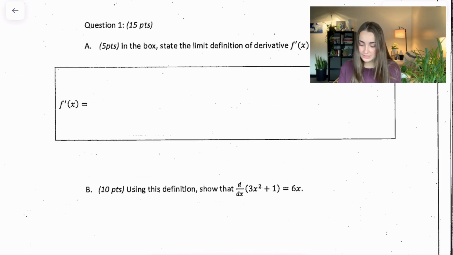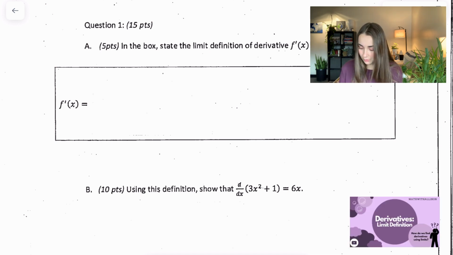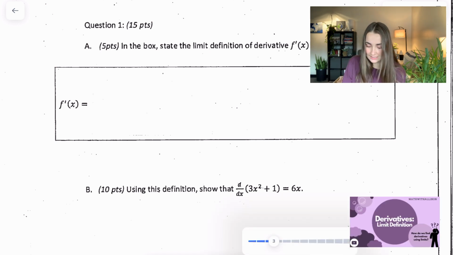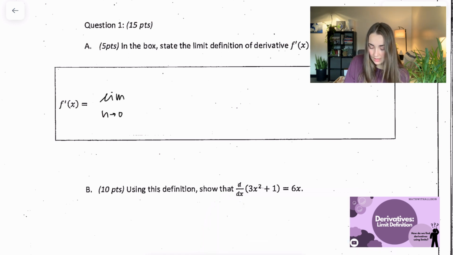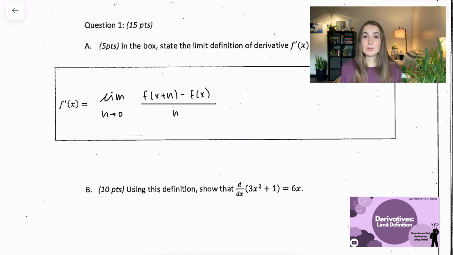In the box below, state the limit definition of a derivative f prime of x. So if we remember the limit definition, this is going to be the limit as h approaches 0 of f of x plus h minus the original function f of x, and all of this is going to be divided by h. Now in part B, we want to use this limit definition in order to show that the first derivative of 3x squared plus 1 is equal to 6x. So let's go ahead and use that.